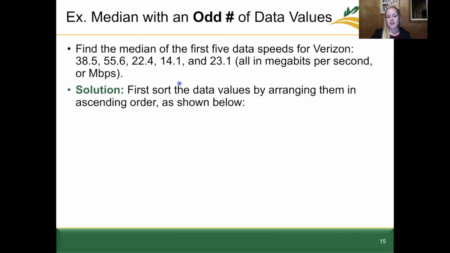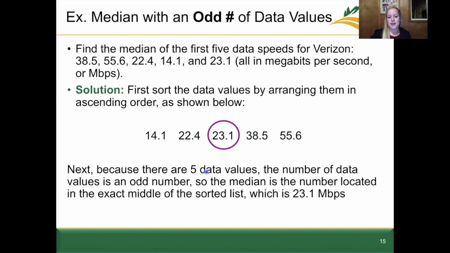Remember, when we're finding the median, the first thing we do, regardless of the number of data values being odd or even, we first need to sort the data values in order. Okay, so to do this, 14.1 is the lowest number, next 22.4, then 23.1, 38.5, then 55.6. So you need to make sure we have all of our data values here listed in the correct order. Again, it can be ascending or descending order, either one.